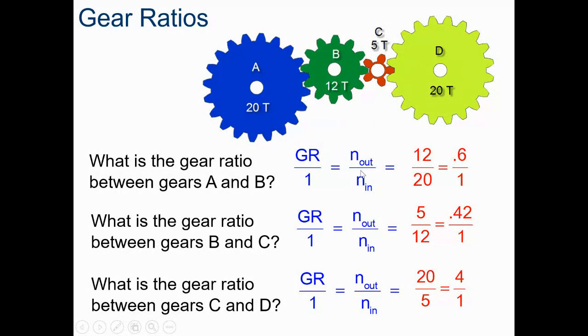All right, so what is the overall gear ratio then? Well, to find the overall gear ratio, what we're going to do is multiply these together.